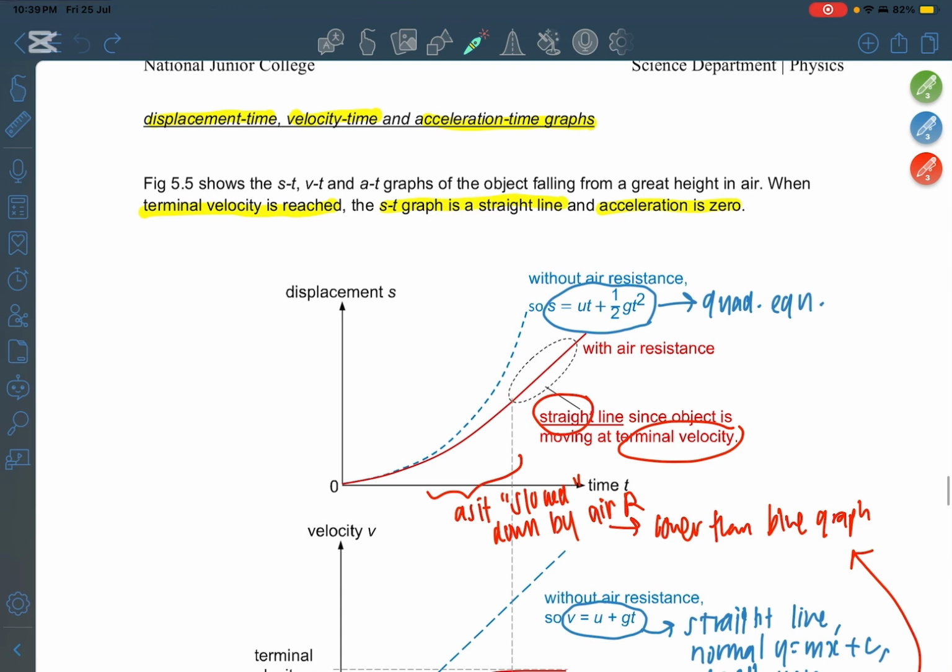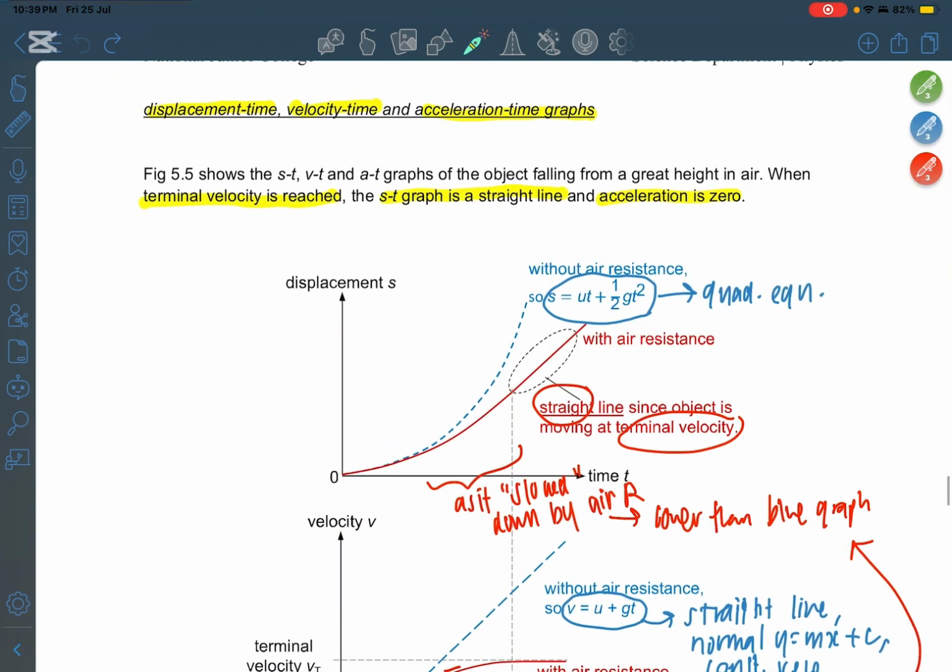Alright, so for displacement s, let's assume with air resistance for the rest of the graphs first. With air resistance, it starts to increase, right? As it is slowed down by the air resistance, it's going to be lower than the blue graph.